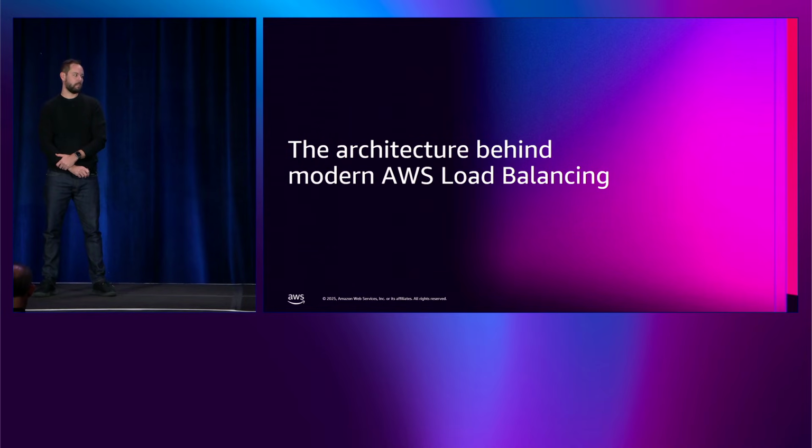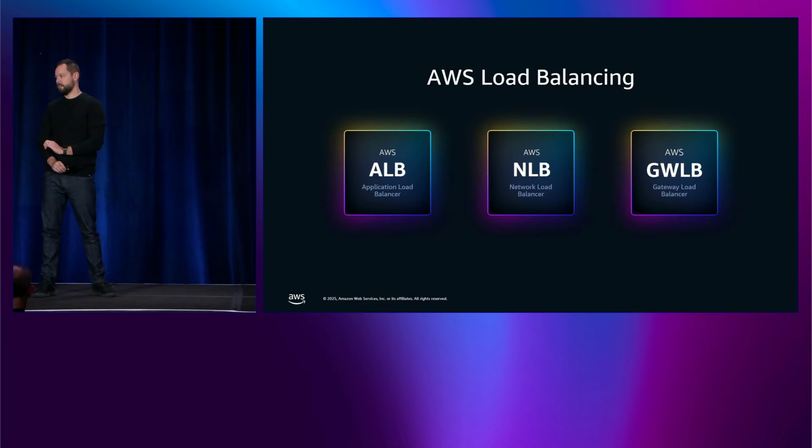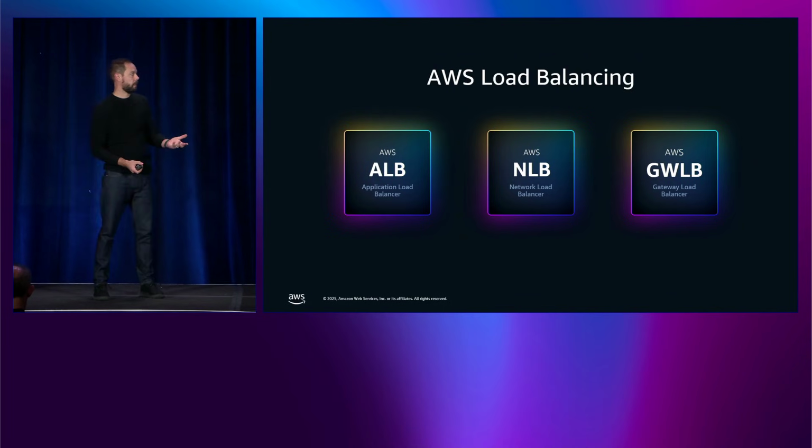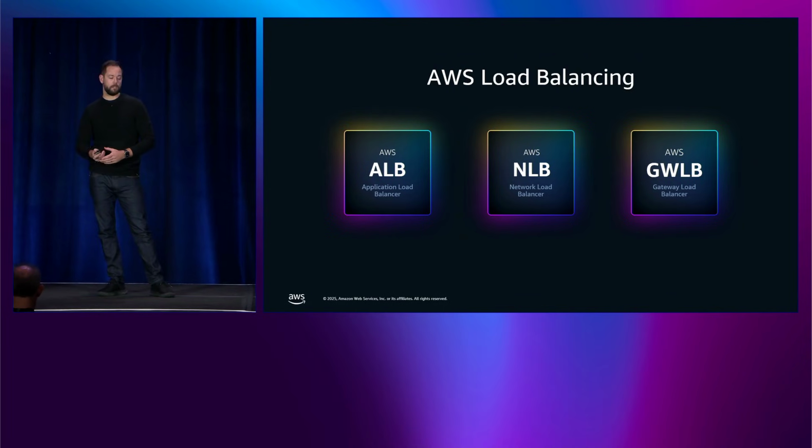So I'll be talking about the architecture behind modern load balancing. Not specifically AWS. AWS is one part of it. And so AWS load balancing is basically made up of these three products: the Application Load Balancer, Network Load Balancer, and Gateway Load Balancer. And we'll dive into each of those.